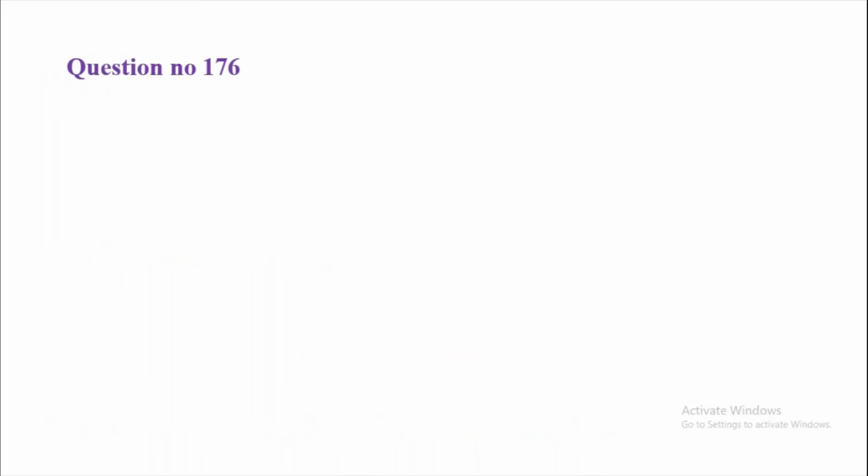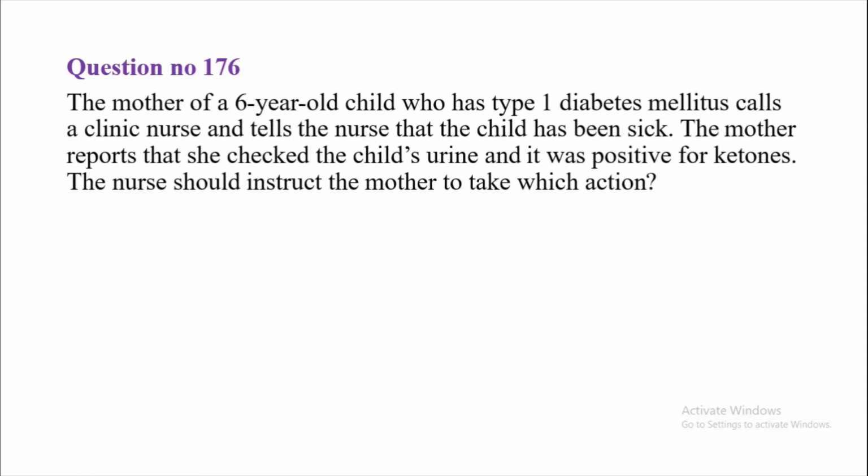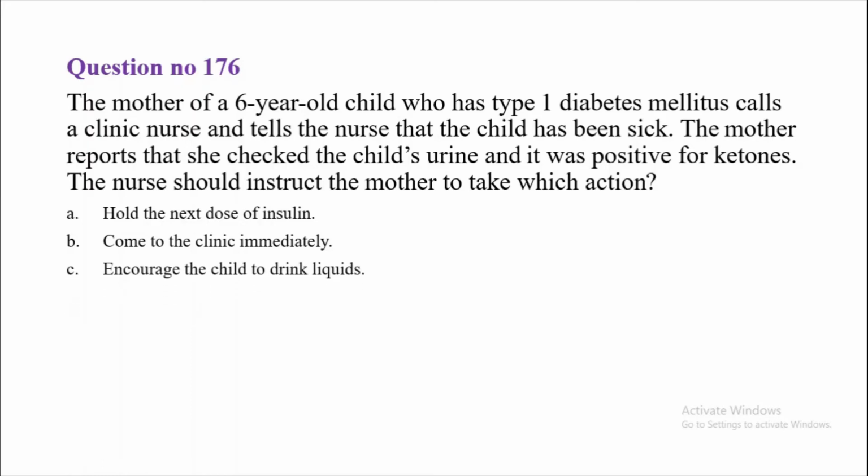Question number 176. The mother of a 6-year-old child who has type 1 diabetes mellitus calls a clinic nurse and tells the nurse that the child has been sick. The mother reports that she checked the child's urine and it was positive for ketones. The nurse should instruct the mother to take which action? The options are number A, hold the next dose of insulin. Number B, come to the clinic immediately. Number C, encourage the child to drink liquid. D, administer an additional dose of regular insulin.